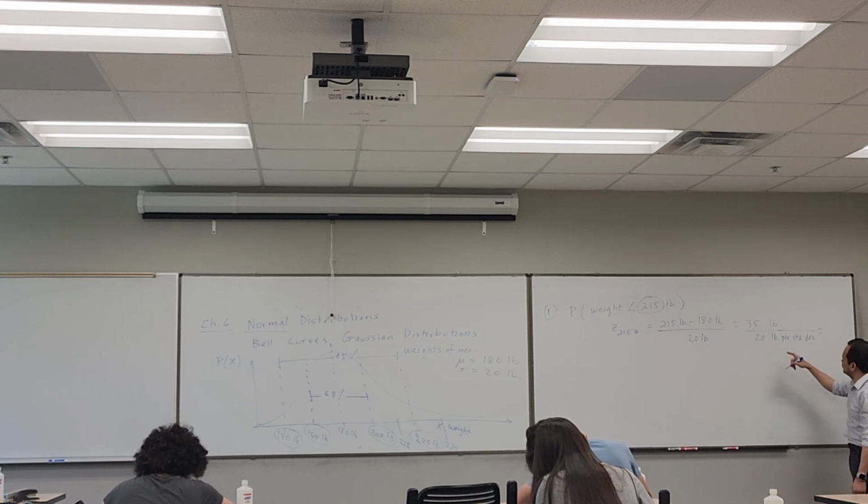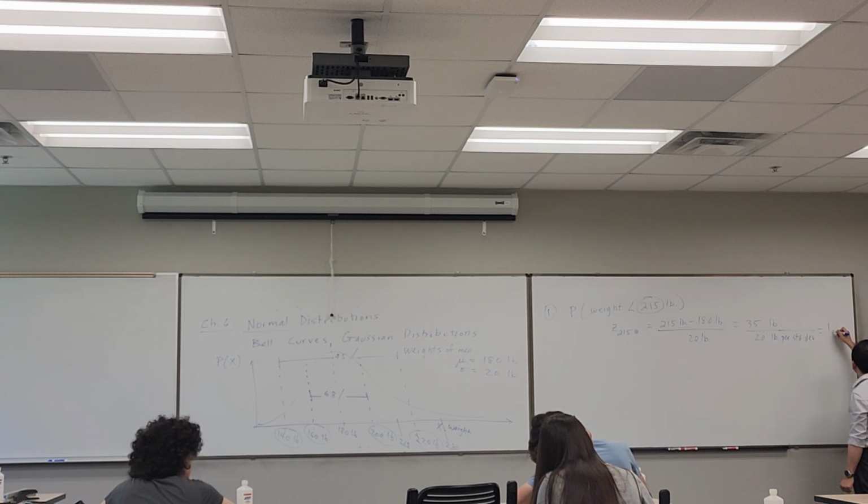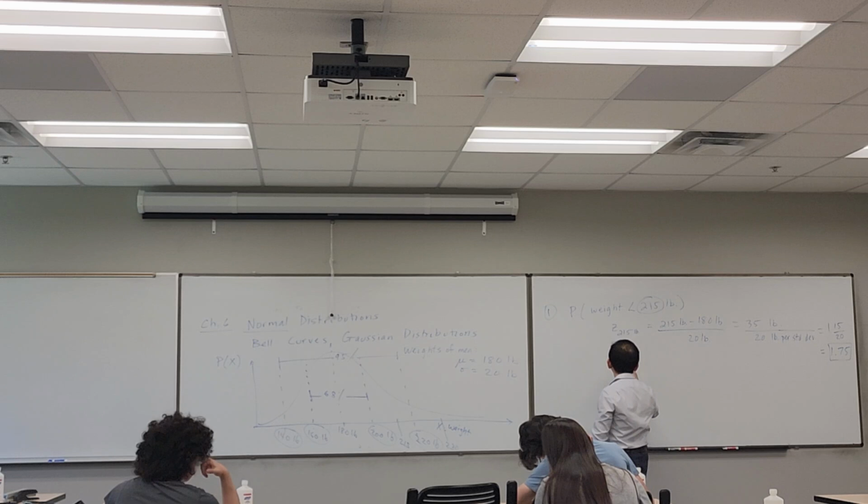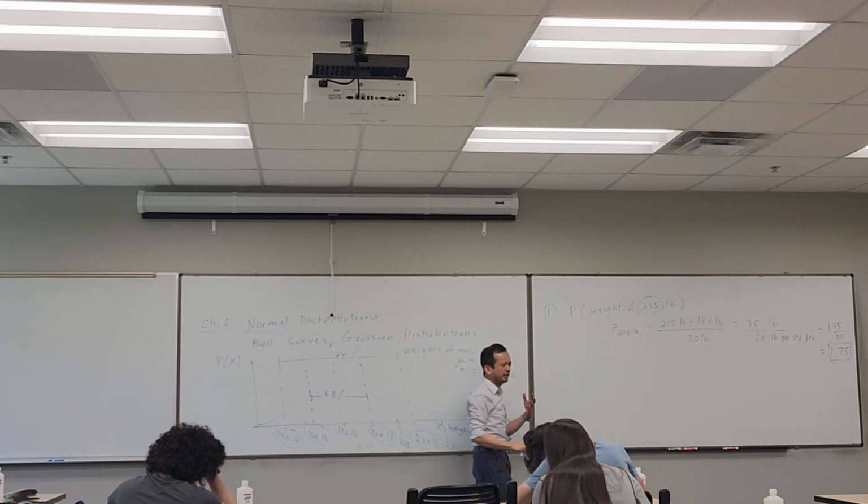So this looks like 1 and 15/20ths. Is it 3/5? 15/20ths, yeah, 3/4. So 1 and 15/20ths, yeah, 1 and 3/4, which is 1.75. Okay, so this is the z-score of this particular data point, 215 pounds, from the mean. So once we get the z-score, let's talk about the second step.